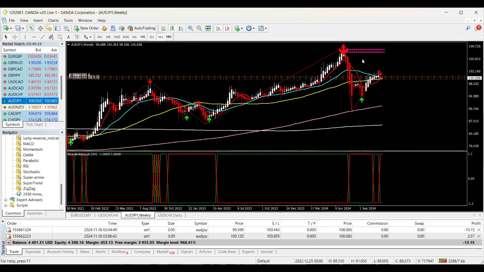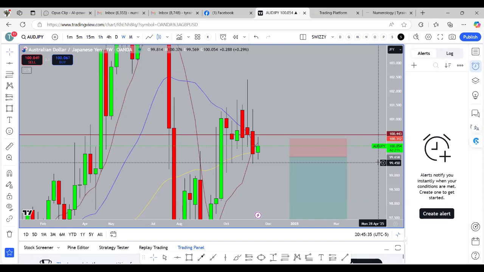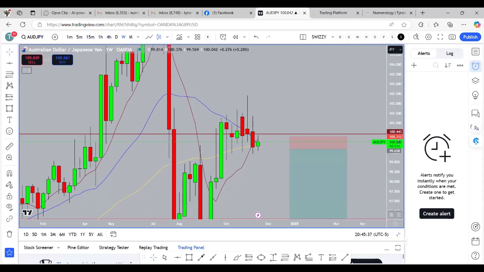Now, this is AUDJPY. This is actually the one I'm in. So when I see something I like, and we're going to use this one as an example, what I do is I go right over to TradingView, and I've already drawn this up. And as you can see, this started here. I actually got in up here. So I'm already in this. We'll see what it does.